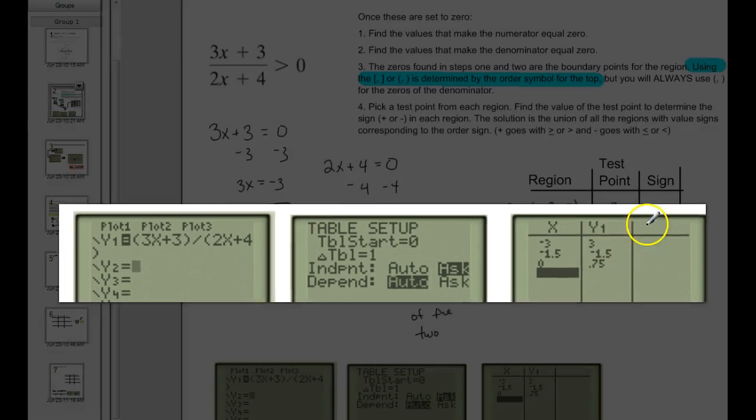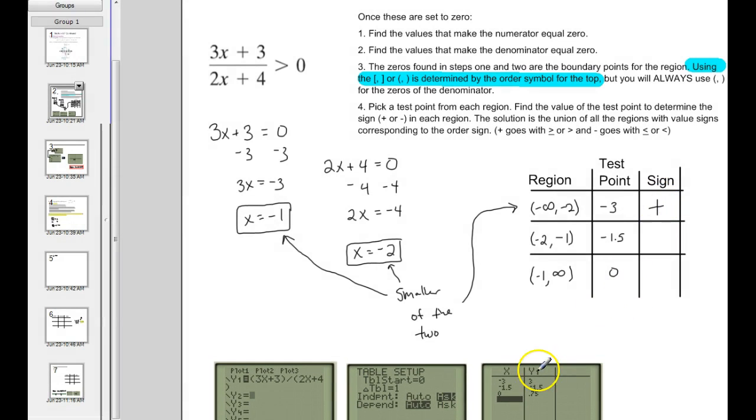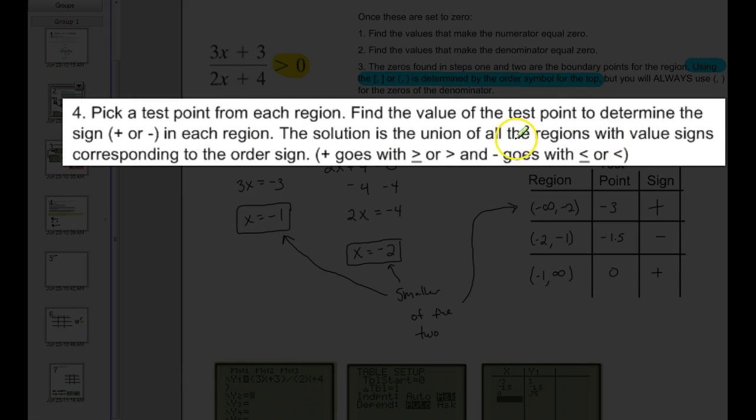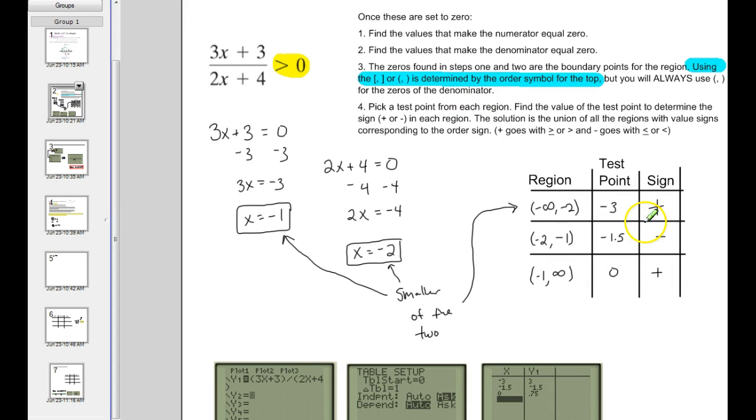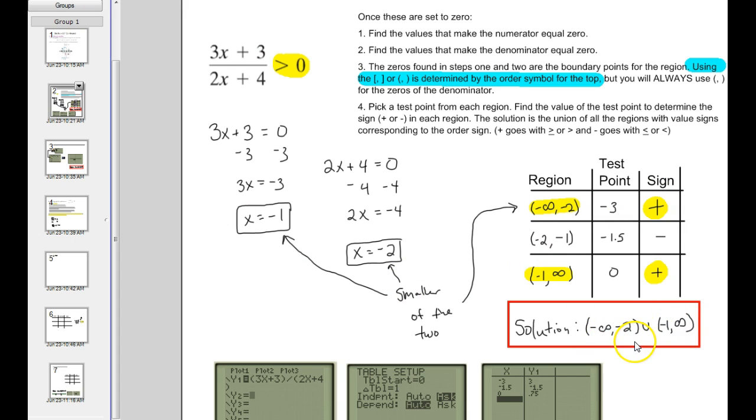This is a positive 3, so I'm going to put a plus sign. This is a negative 1.5, so a minus sign. And this is a positive 0.75, so that is a plus sign. Okay? Alright, and like this says right here, plus goes with greater than or equal to or strictly greater than. We got a greater than 0. Those numbers that are greater than 0 are positive, so we want the positives. So the regions that are positive are negative infinity to negative 2, and then negative 1 to infinity. Alright, so our solutions are those two regions, region 1 and region 3 in this case.